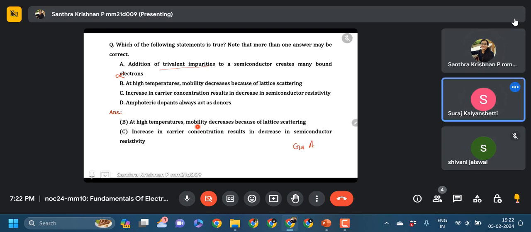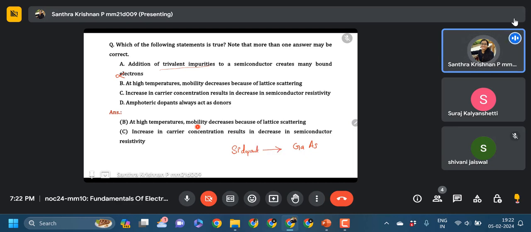This is a semiconductor material, and you take silicon as the dopant. You are adding the silicon dopant to your gallium arsenide semiconductor. If the silicon replaces the gallium atoms, they act as donors. And if the silicon replaces the arsenic atoms, what happens? They act as acceptors or holes. So dopants which are capable of acting both as donors and acceptors are known as amphoteric dopants.